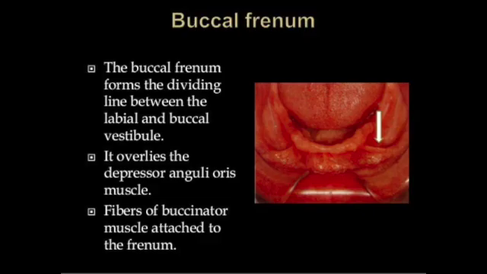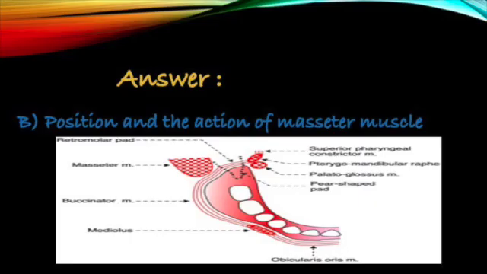The mandibular buccal frenum is in the premolar region, and it corresponds anteriorly to the anterior border of the buccinator muscle. And the buccinator fibers are attached to the mandible and also to the mucogingival junction. Now, the answer for this, it depends upon the position and the action of the masseter muscle, as you can see in this diagram.